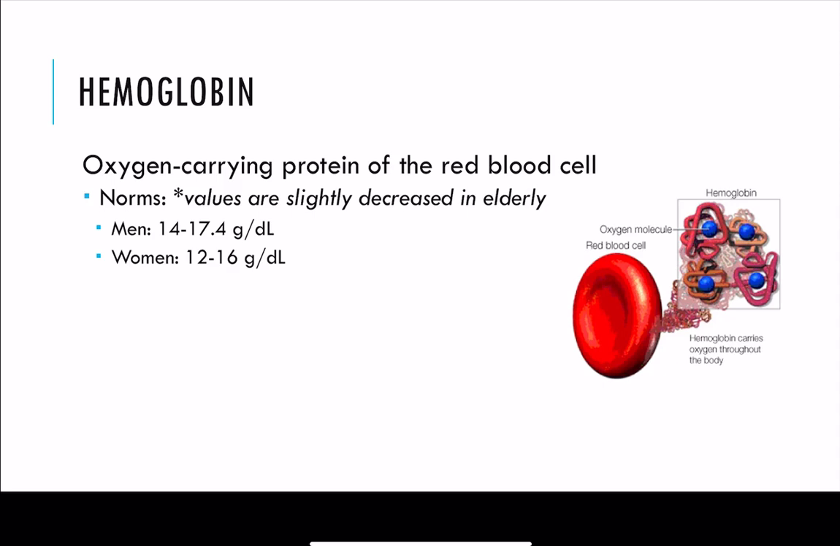Obviously, hemoglobin is the oxygen carrying protein of the red blood cell. It is an iron-based protein, so it is dependent on iron to have normal hemoglobin. The normative lab values are listed here. Women typically have a little bit less than men, but that is what you'd expect for normal oxygen carrying in the blood. So we're learning about lab values in terms of, are they outside of the normal range?